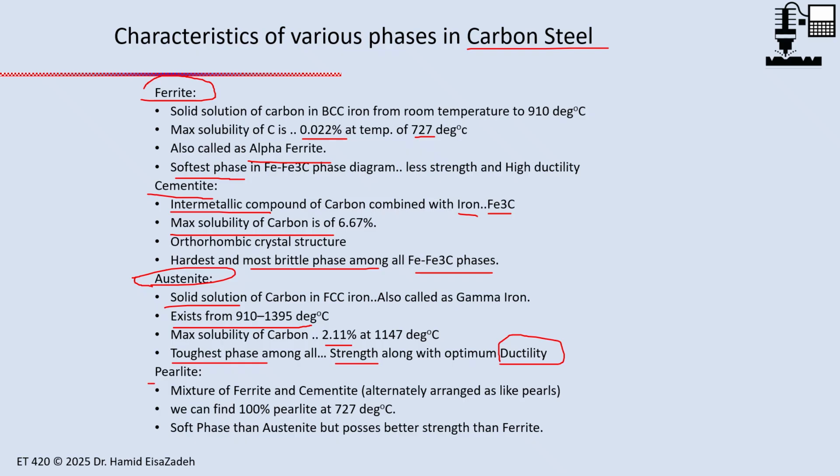And then we have pearlite, a mixture of ferrite and cementite. They are arranged like a pearl. We can have 100% pearlite at 700 degrees Celsius. This is the eutectoid point. It is a soft phase compared to austenite, but it's a little harder than ferrite, because it contains cementite in that mixture.